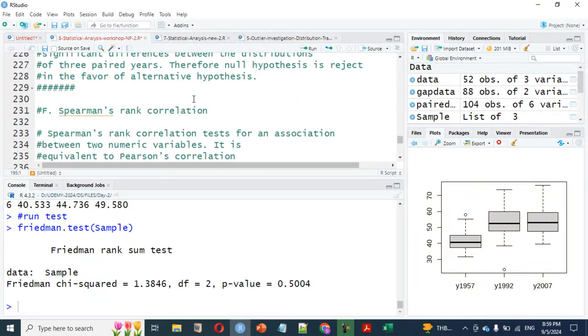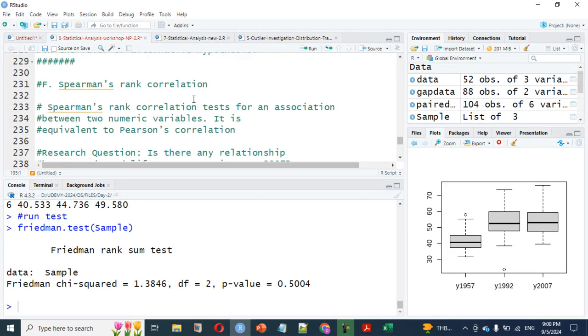Right. So let's look at the Spearman rank correlation. We did correlation the other time. It is called Pearson, because that is under parametric tests. But under non-parametric tests, we do Spearman. All right. So Spearman rank correlation tests the association between two numeric variables.